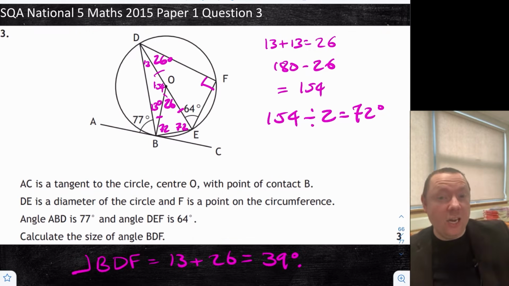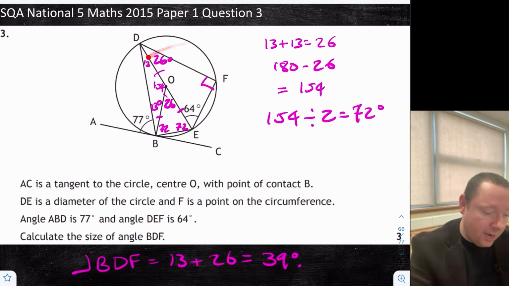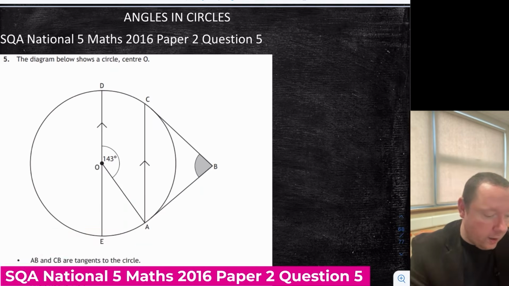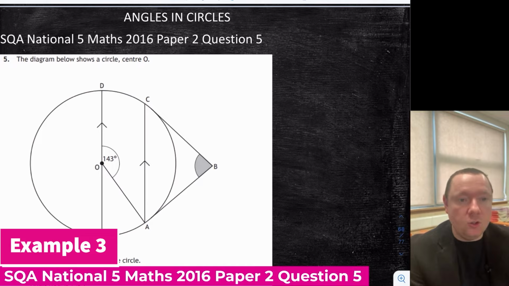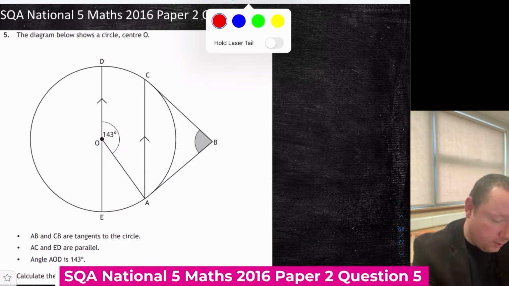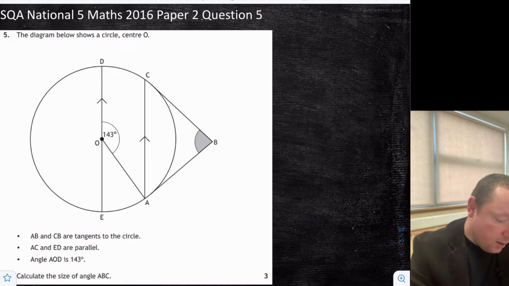But I find the best strategy is just to try and find as many angles as you can, and at the end the angle will pop out, unless it's obvious what you're doing. SQA National 5 Maths 2016 Paper 2 question 15. I had this question, and with the calculator you can see what angle we want in this one.